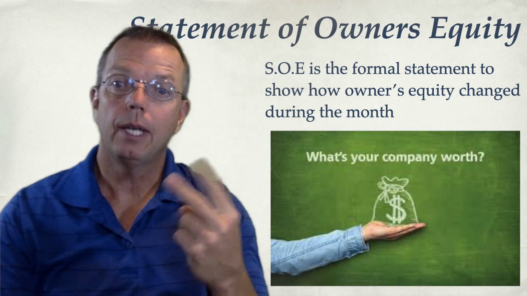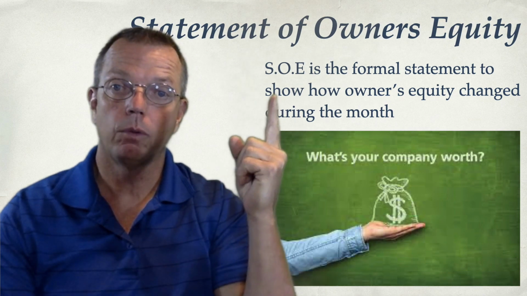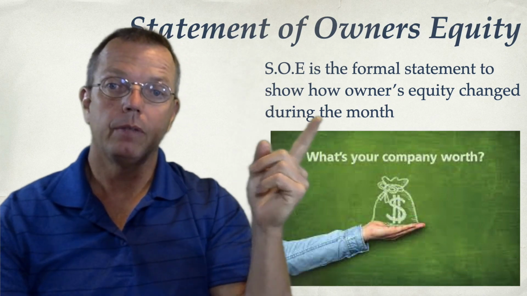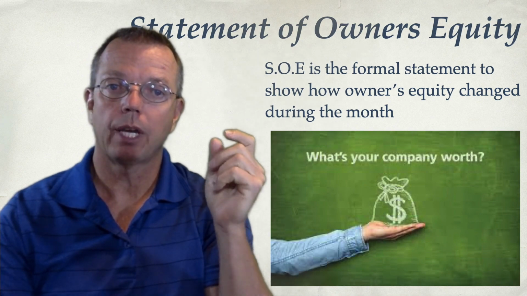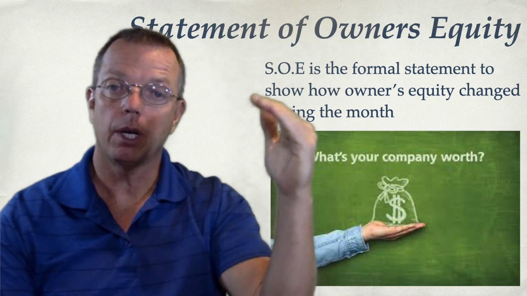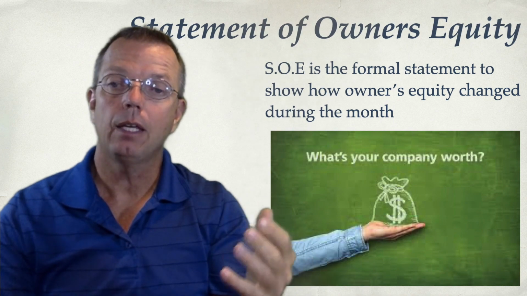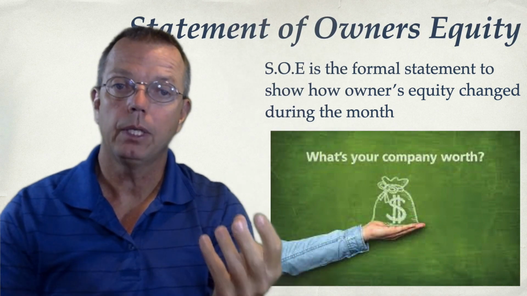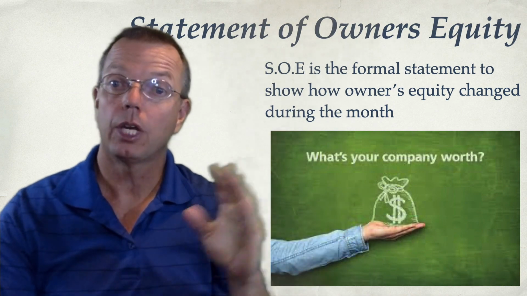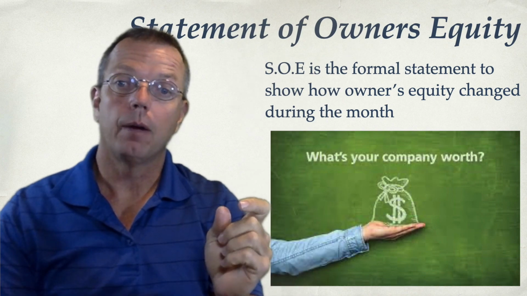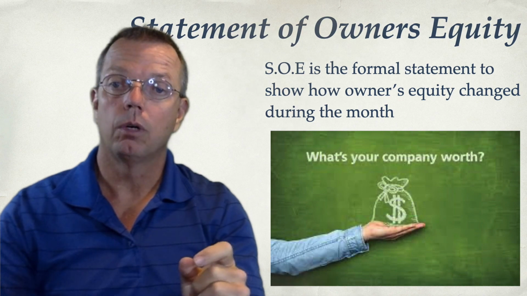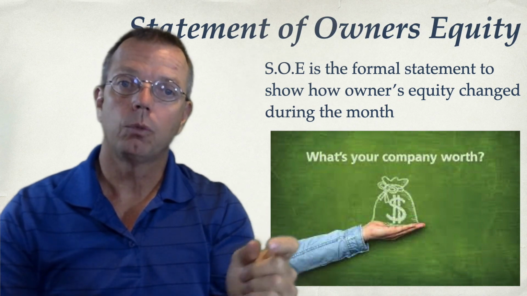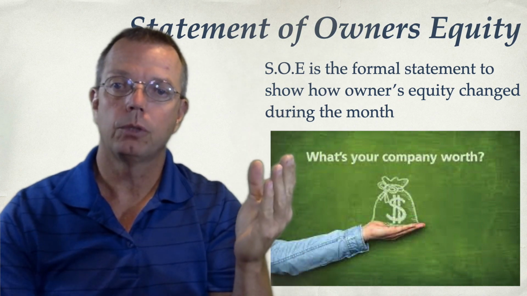Okay, so the next statement, number 2: statement of owner's equity. The statement of owner's equity is the formal statement to show how much the owner's equity has changed during the month. Has it gone up or has it gone down? At the end of the day, if you need to liquidate your company, how much is it worth? It changes depending on what has happened during that period. Whether you incurred more expenses or more revenue, it would change. So we need to look at that. Let's do that now.